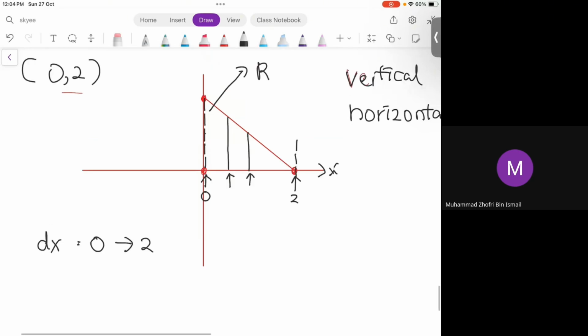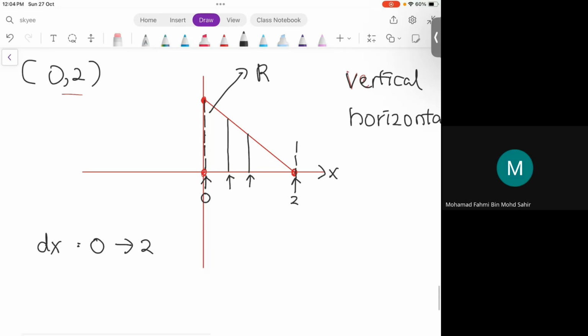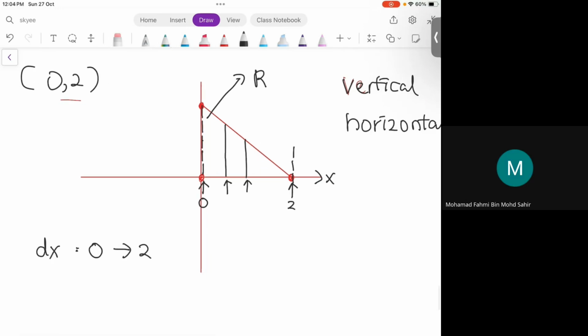Can you follow? Okay. For the vertical strip, you move your vertical line to the left and to the right, to the minimum position that is covered by the region and the maximum position that is covered by the region. So the dx is from 0 to 2. Next, we need to define the y interval.